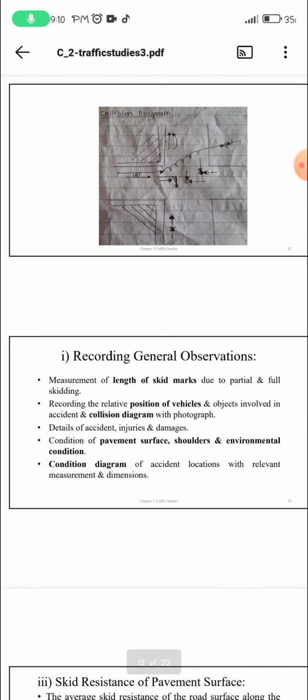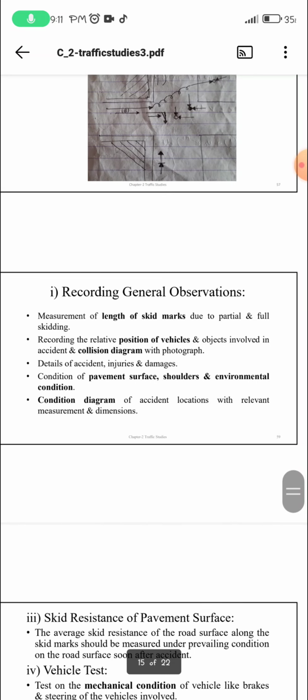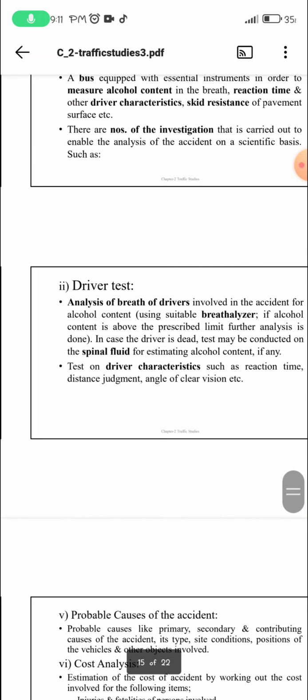Recording general observations. Measurement of length of skid marks due to partial and full skidding. Recording the relative position of vehicles and objects involved in the accident and collision diagram with photographs. Details of accident, injuries and damages. Condition of pavement surface, shoulders and environmental condition. Condition diagram of accident location with relevant measurements and dimensions.